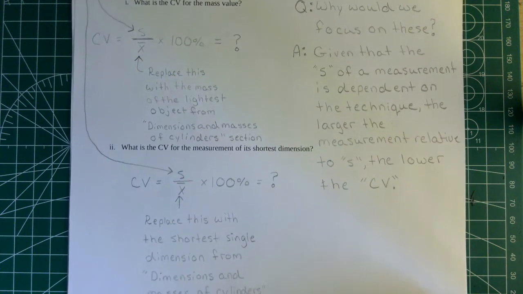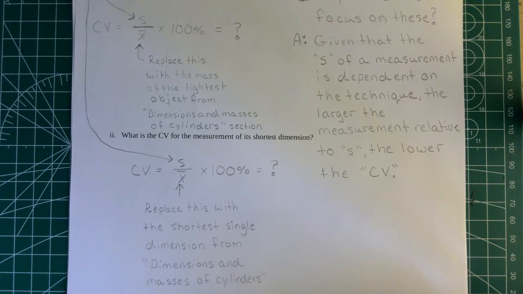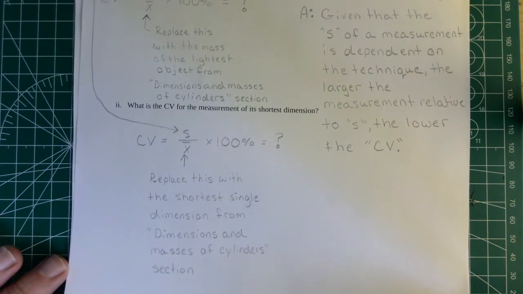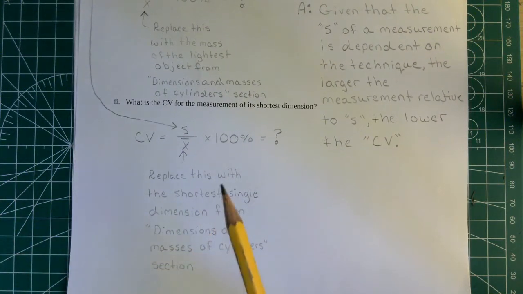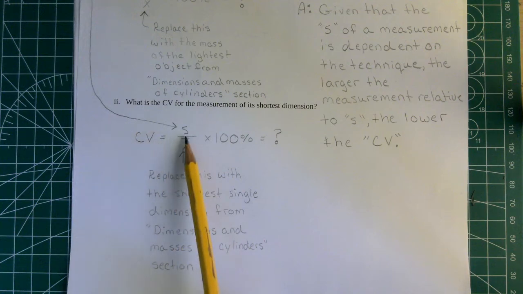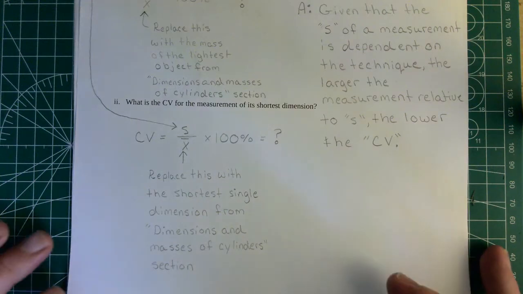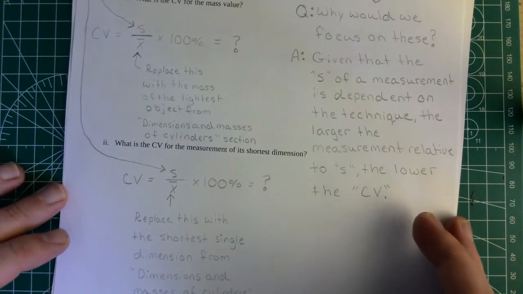We're going to do the same thing down here, only we're going to have the shortest single dimension. Again, we're given a diameter and a height, so we're going to pick the shortest one for our lightest object. We're going to put the standard deviation from above here, and we're going to place in that dimension right here and multiply that by 100%. The question that we would ask ourselves about this is, why would we be focusing in on these?